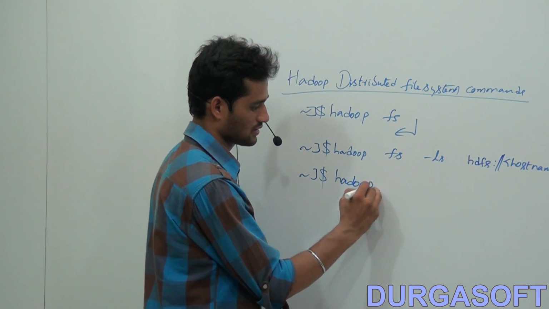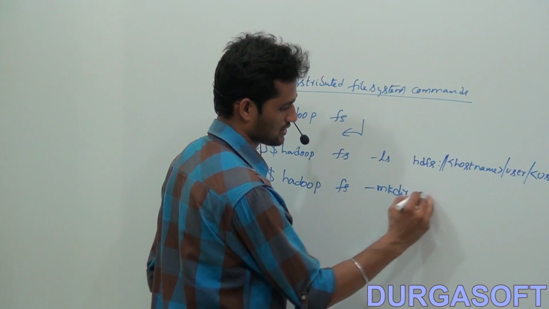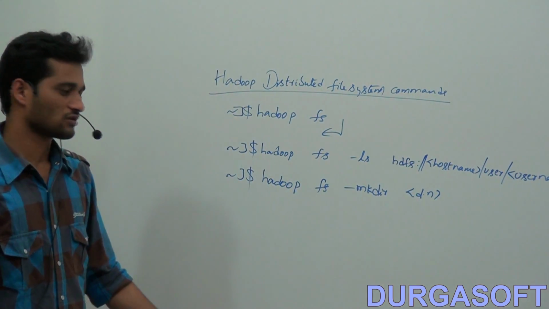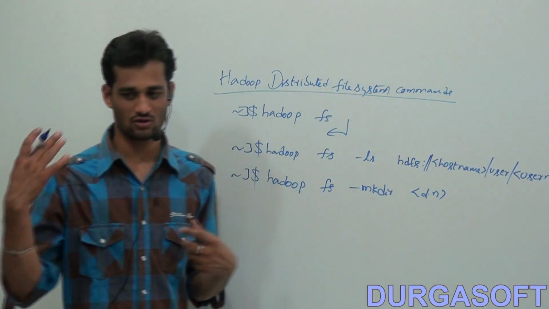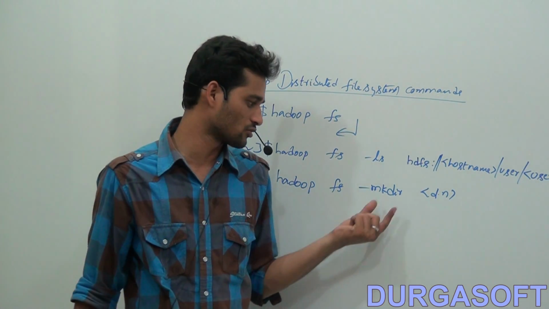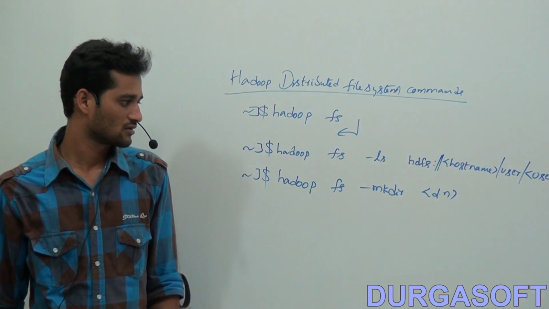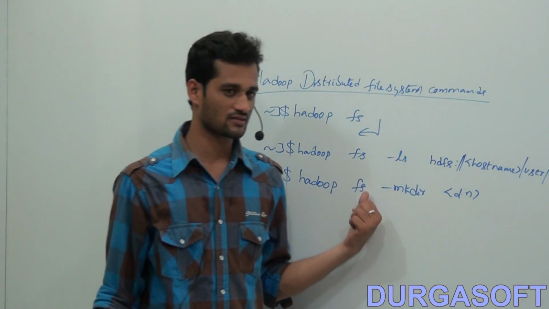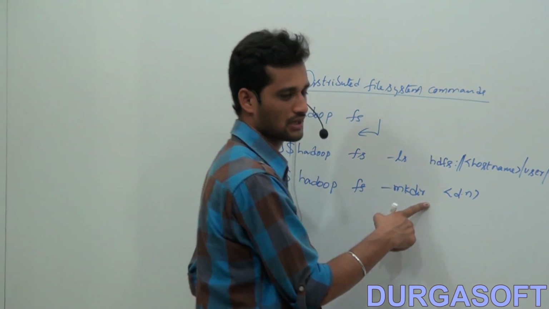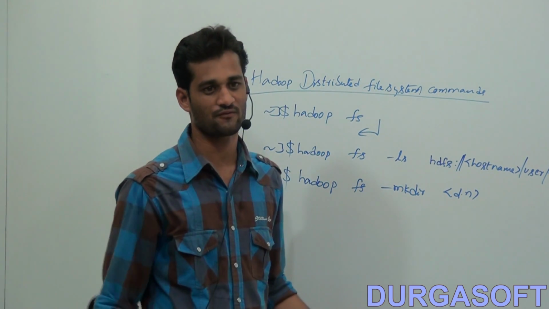Hadoop space fs space hyphen mkdir space, some directory name I am giving. So exactly the same commands which we use in our local file system, we are using here also. The only difference is that here it is giving a hyphen or minus, you can say either. So if I want to create any directory, I have to give mkdir here. But before this, I have to give Hadoop space fs.